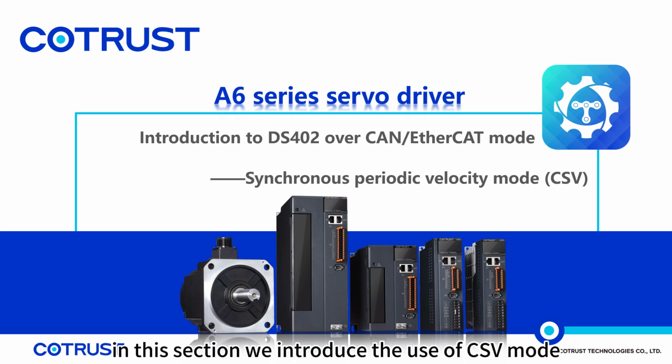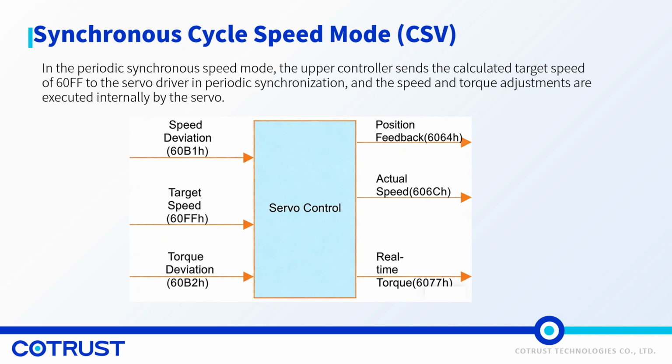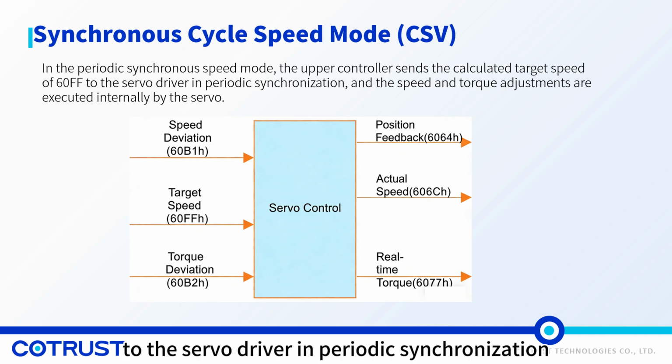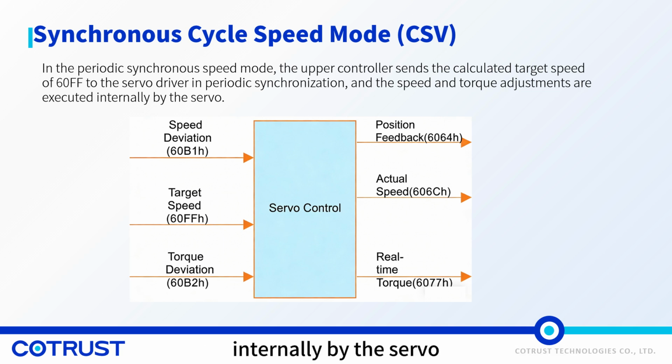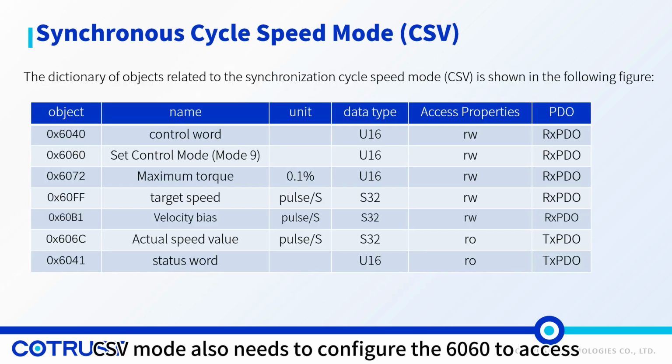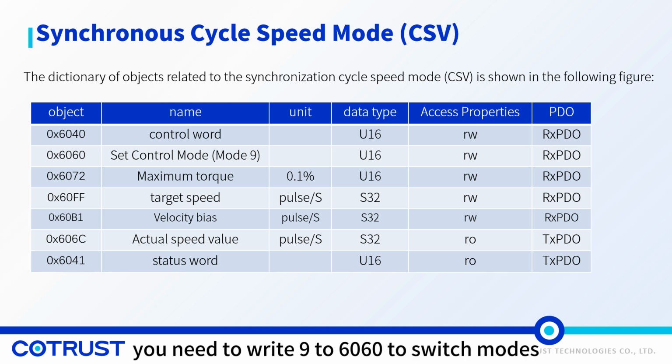In this section, we introduce the use of CSV mode. In the periodic synchronous speed mode, the upper controller sends the calculated target speed 60FF to the servo driver in periodic synchronization, and the speed and torque adjustments are executed internally by the servo. CSV mode also needs to configure the 400 access, because under 400 access control, the mode defaults to CSP mode. If you need to use CSV mode, you need to write 9 to 6060 to switch modes.